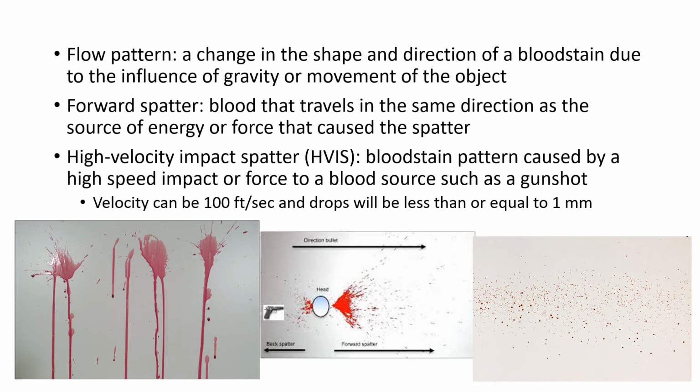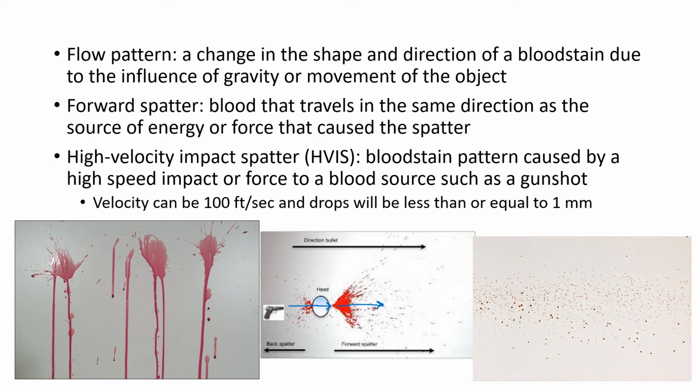So whenever someone fires this gun, the bullet is moving forward. So all blood that moves forward is considered forward spatter. It's going in the same direction as the bullet is. We also talked about how with blood patterns, you can determine the speed that was occurring. A lot of times it's going to be considered high velocity, medium velocity, or low velocity.